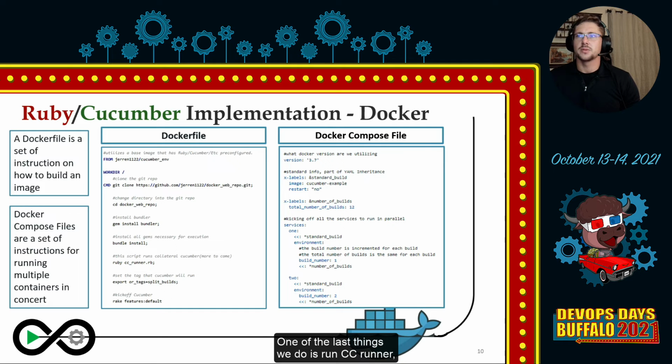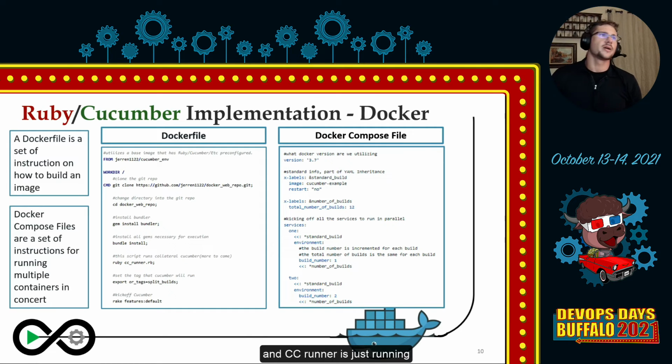One of the last things we do is run cc runner. And cc runner is just running the Collateral Cucumber gem, and that is splitting up the execution within the container. So it knows what build number it is, and it knows the total amount of builds. Therefore, it's able to say, I'm taking every 1 out of 3 scenarios, or every second scenario out of 3.